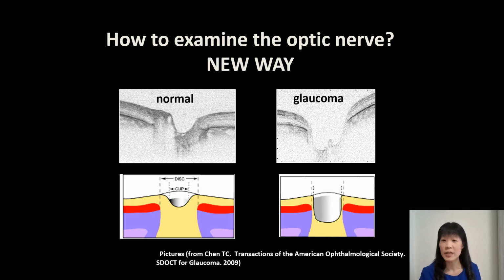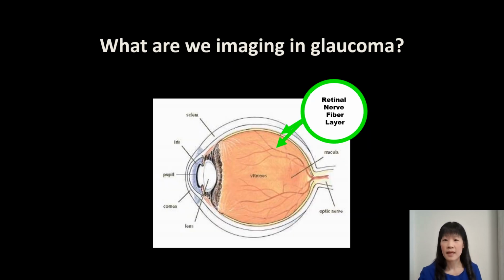However, with OCT, we can look at the optic nerve in a more sophisticated way. We can see not only a normal eye with a small cup and a glaucoma eye with a big cup, but we can also quantify a thick normal neuroretinal rim and a thin glaucomatous neuroretinal rim. So here you can see in yellow the neuroretinal rim is very thick in a normal patient and very thin in yellow in a glaucoma patient. So that's the first region.